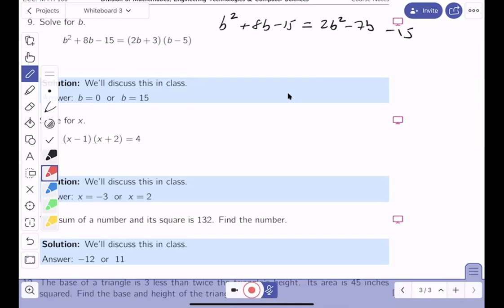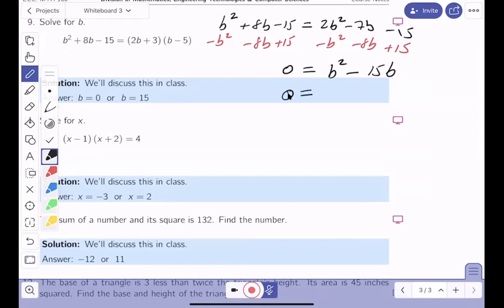Now what I'm going to do, I'm going to subtract b squared from both sides. I'm going to subtract 8b from both sides, and I'm going to add 15 to both sides. Now, I want to assure you that the problems we write are going to work out really nicely. If things are not working out nicely for you, then you're probably doing something wrong. All right, what do you get here? b squared minus 15b.